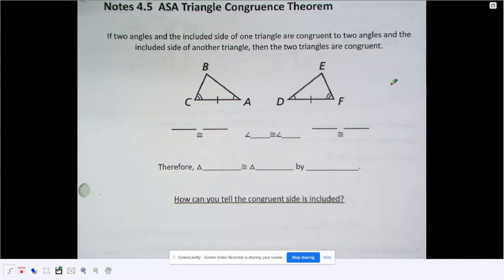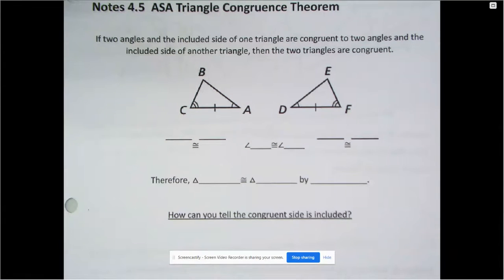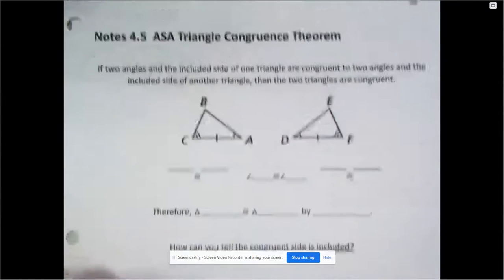All right, so good morning, everybody. Today we're going to be covering the notes 4.5, where we talk about the angle, side, angle triangle congruence theorem.